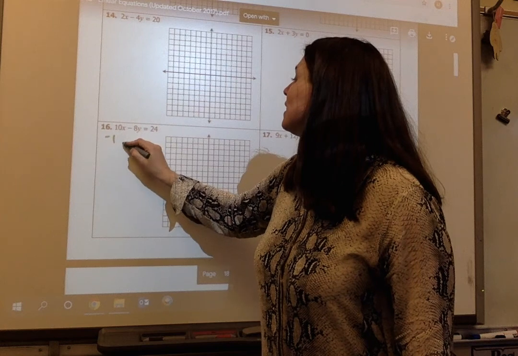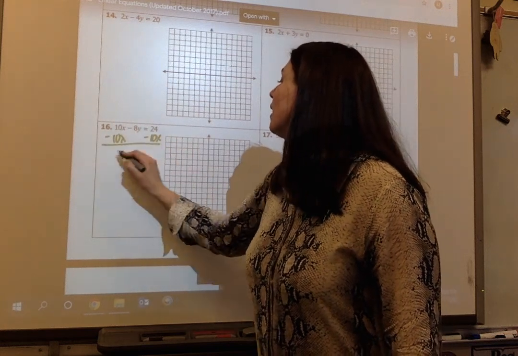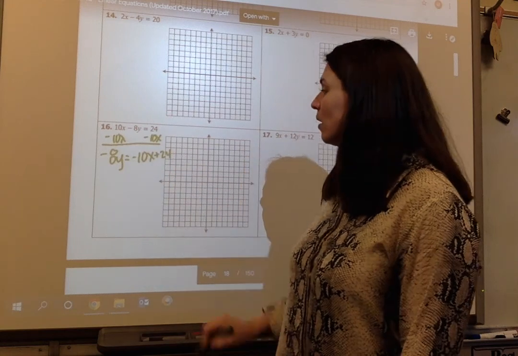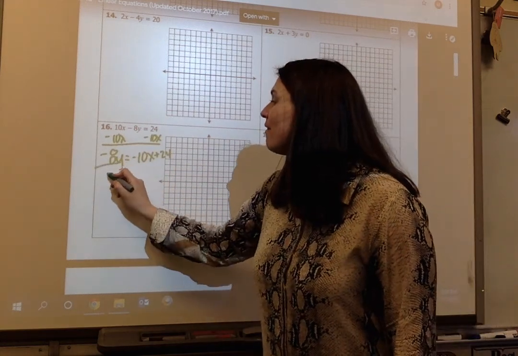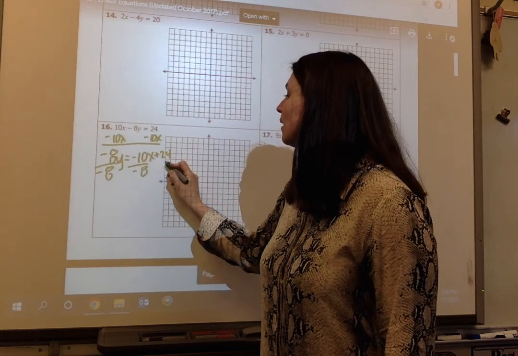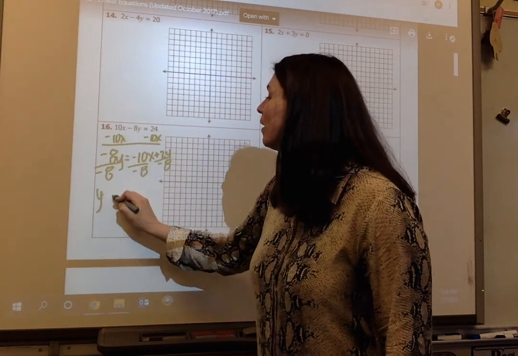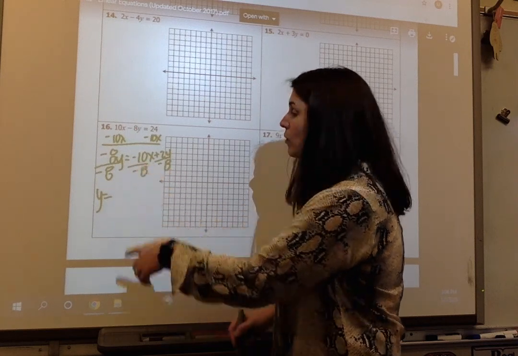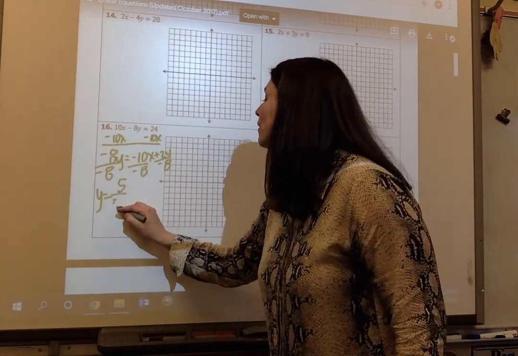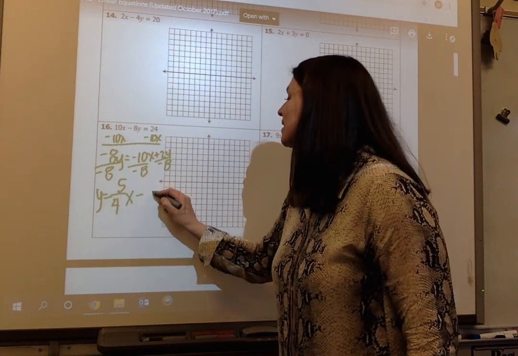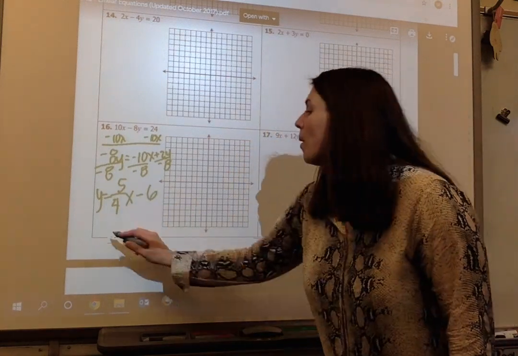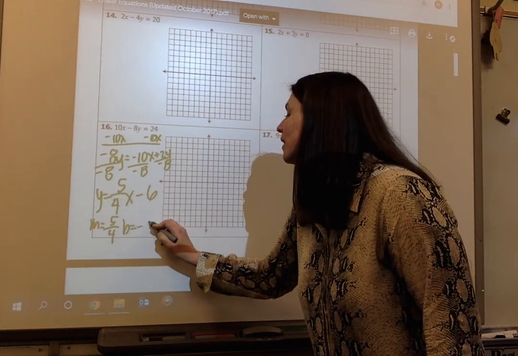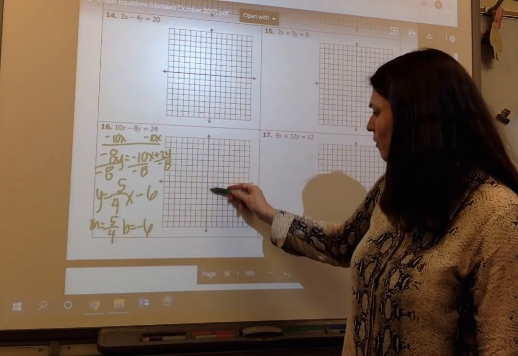All right, so I'm going to subtract 10x on both sides. I have -8y equals -10x plus 24. I'm going to divide everything by -8. And I'm going to go ahead and reduce while I'm here. A negative divided by a negative is a positive. 2 goes into both of those. So it's going to be 5/4 x minus 6. So my slope is 5/4. My beginning point's -6. So I start graphing on my y-intercept.